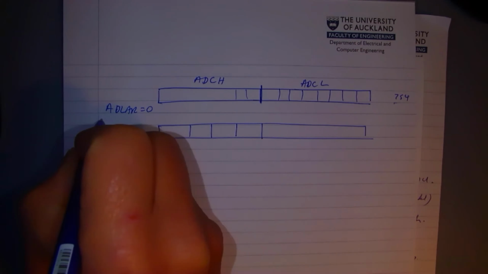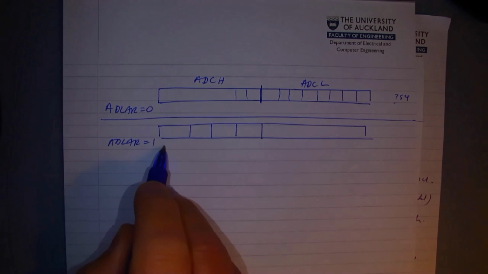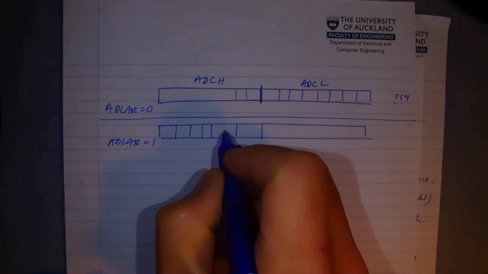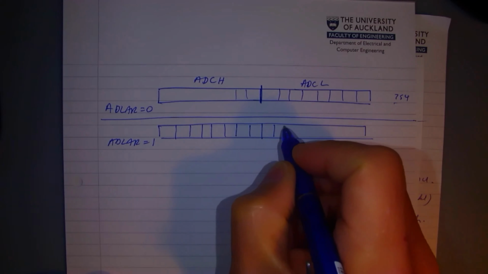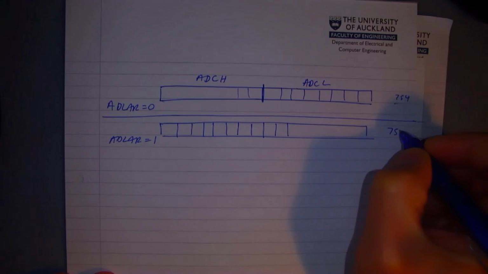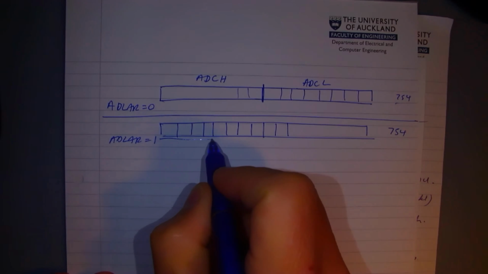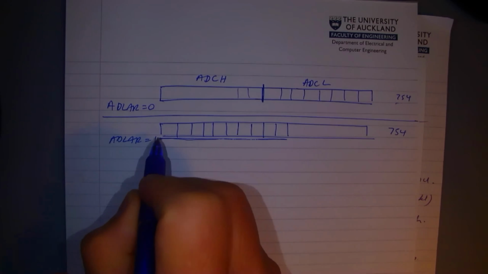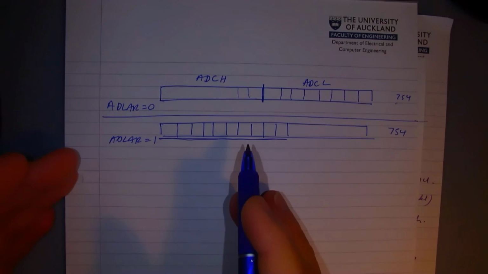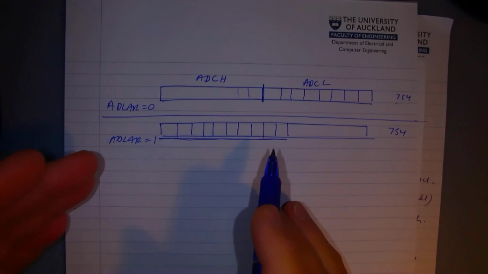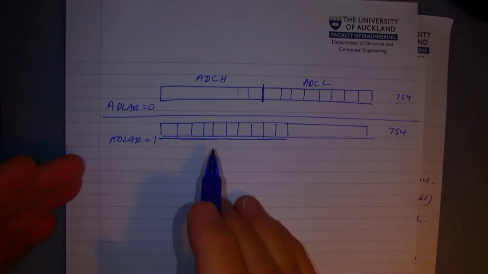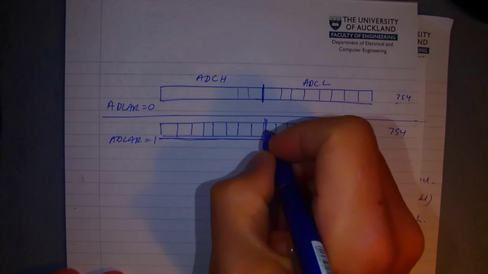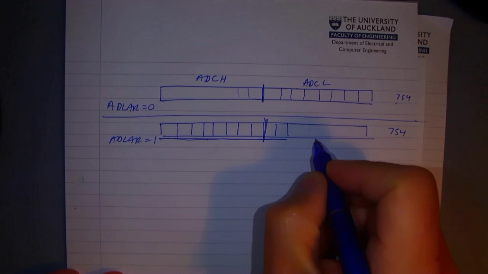So that's this situation here. Now ADLAR is set to 1. And what I'm going to do with my conversion now is that our number of 754 will actually be in these bits here. So we actually left adjust it. That's what we're doing, we're left adjusting it. And this is still ADC high, and this is ADC low.